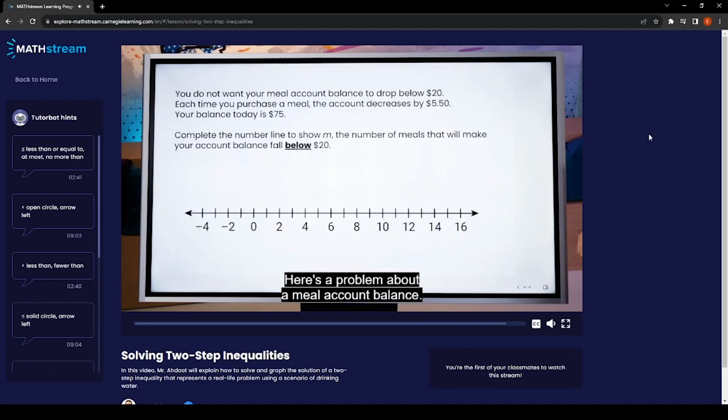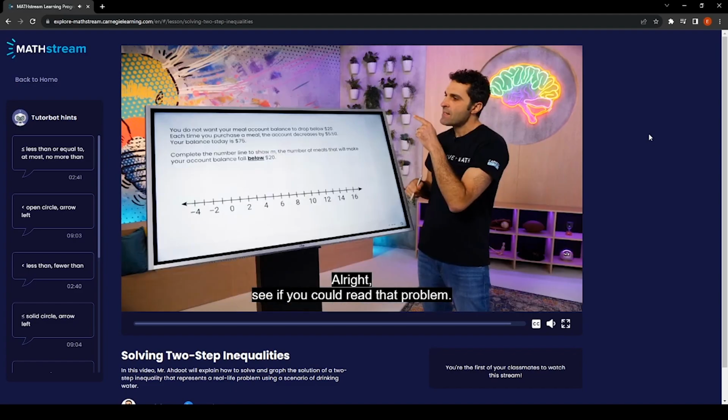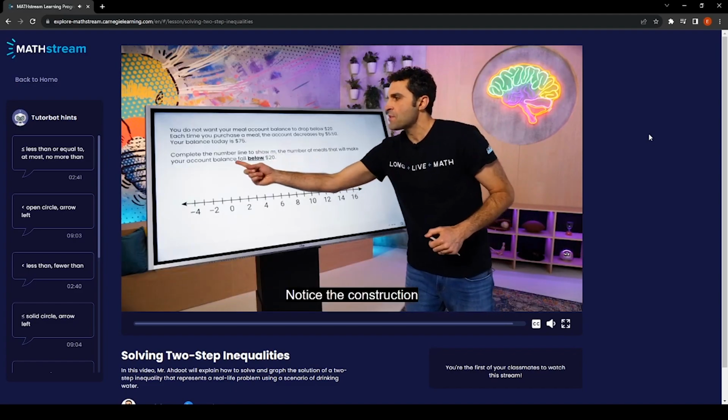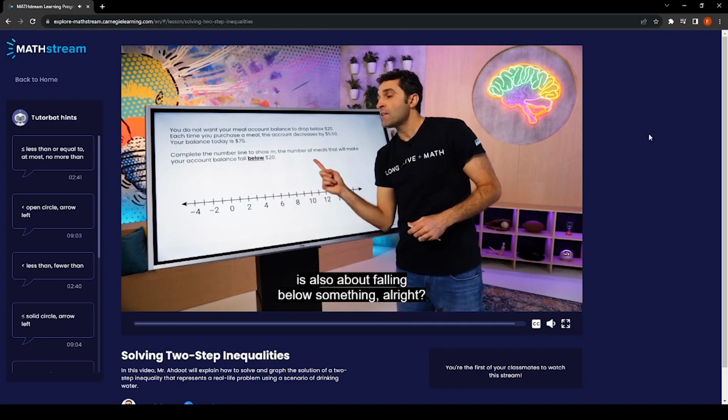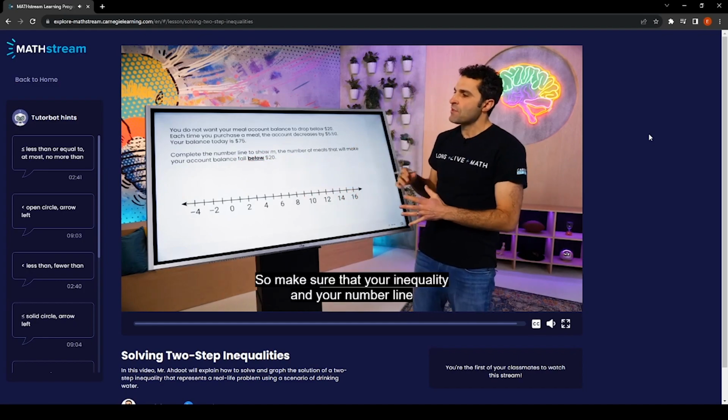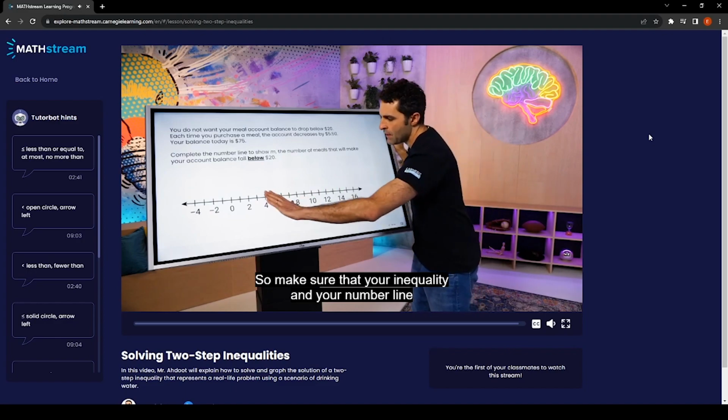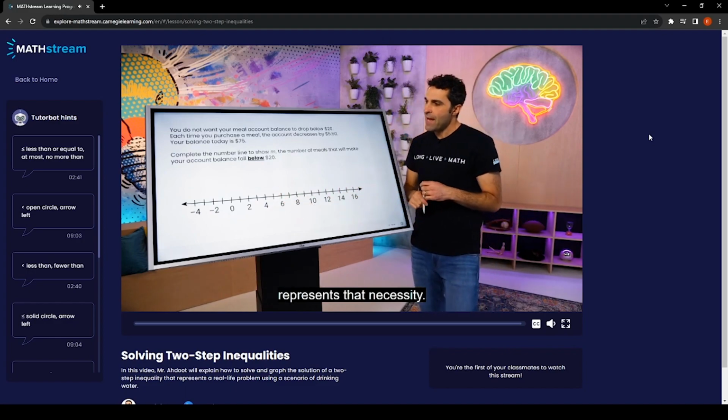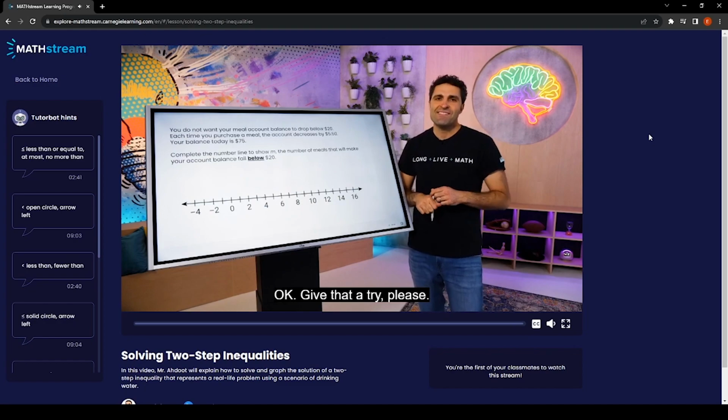Here's a problem about a meal account balance. See if you can read that problem. Notice the construction is also about falling below something. Make sure that your inequality and your number line represent that necessity. Give that a try, please.